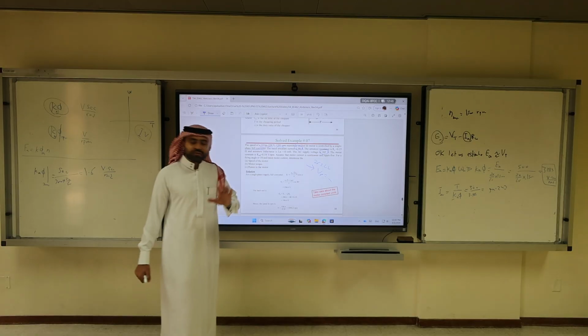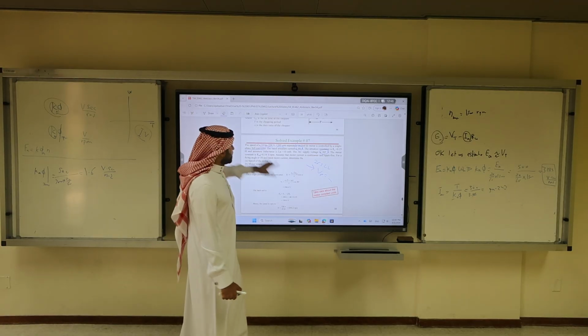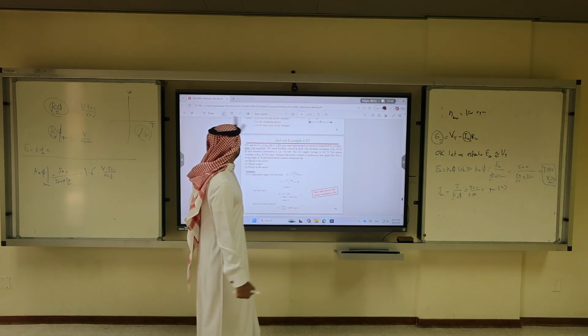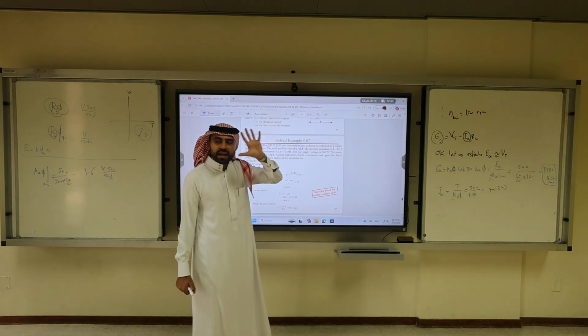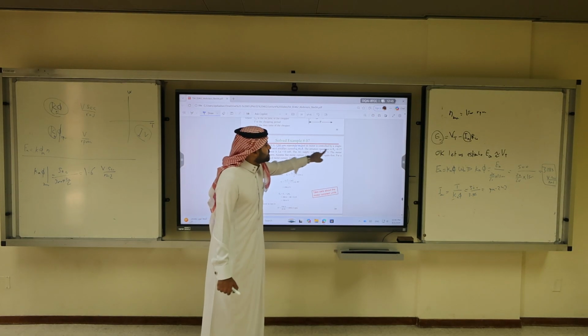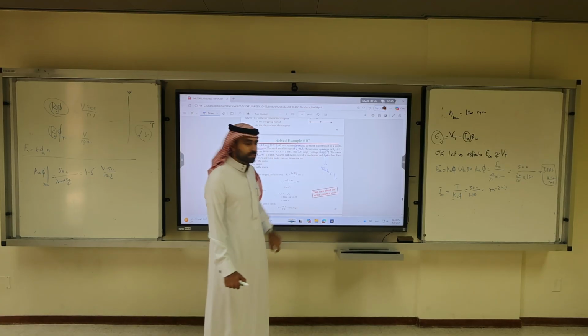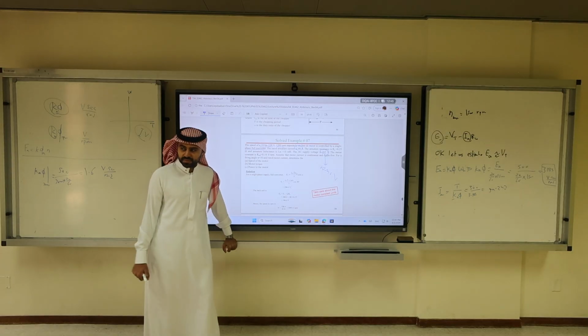No, line to line is only for 3 phase. My bad. This is single phase, not 3 phase. Line to line is only for 3 phase. Is this RMS or peak? Yes, it is RMS. So that's V phase, and it's RMS.